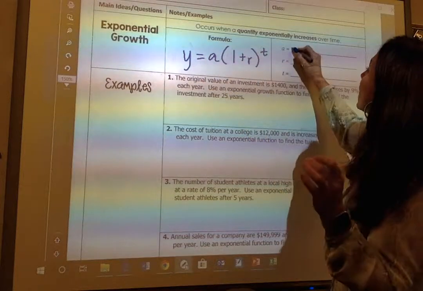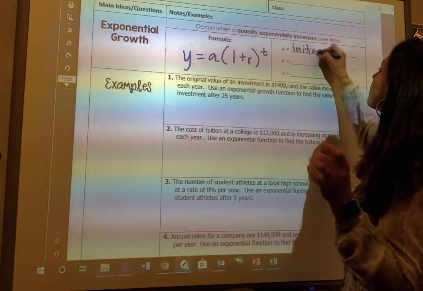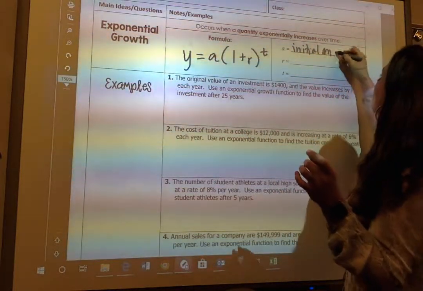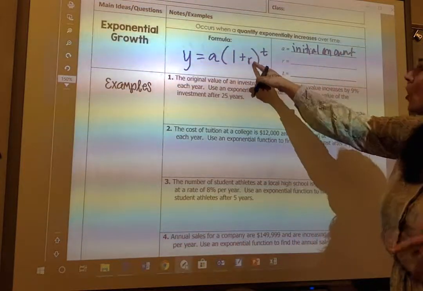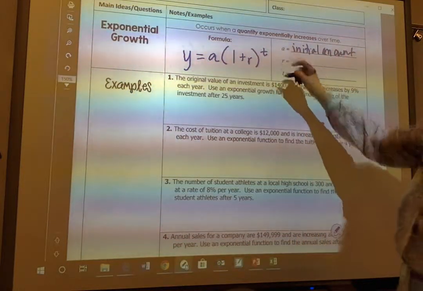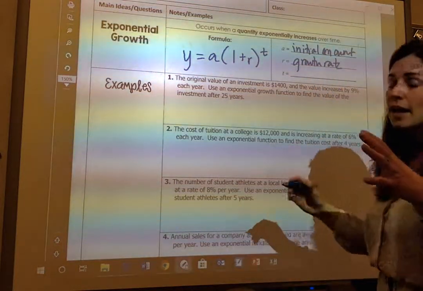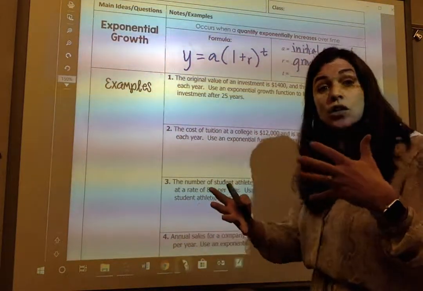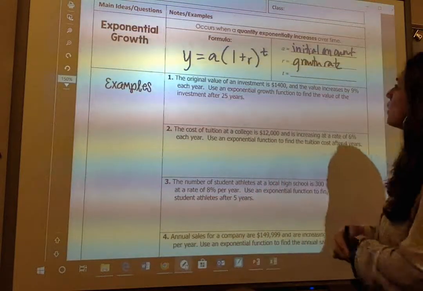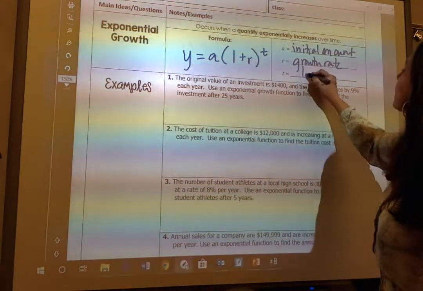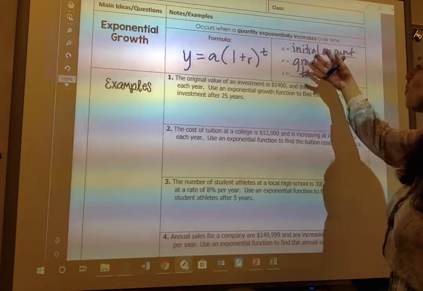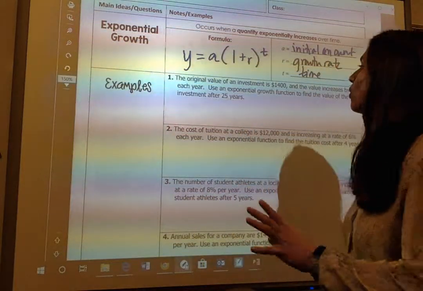A stands for my initial amount. R stands for a rate. It is your growth rate. And we know that a rate is like per. So just like slope, we have a rate in this equation. And T is going to stand for time. So those are the three things we want to pull out of our word problems.